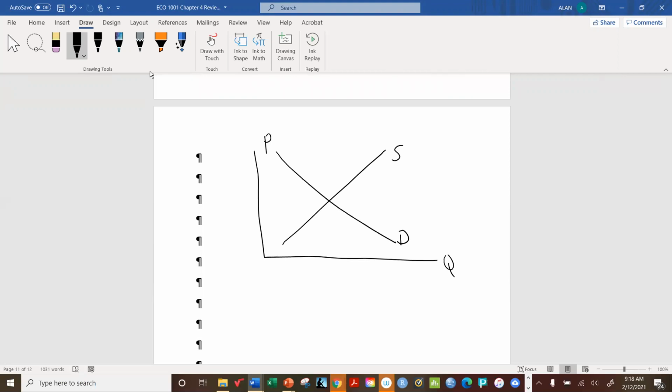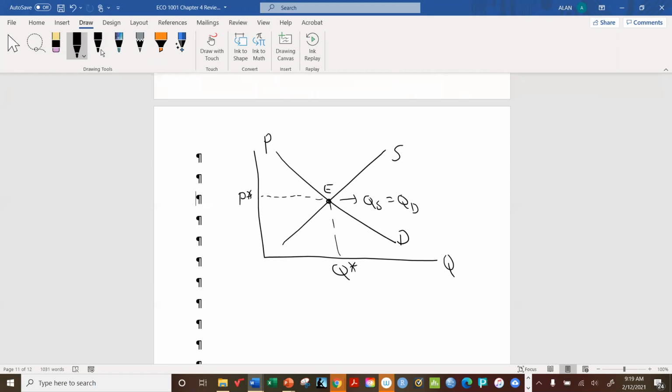So this is called equilibrium right here. Let's label this E for equilibrium. And we'll call this, let's say, P star and Q star to indicate these are the equilibrium levels. And you notice that this is where the curves cross. The quantity supplied equals the quantity demanded. Now, that's not true at any other point, as you can see.